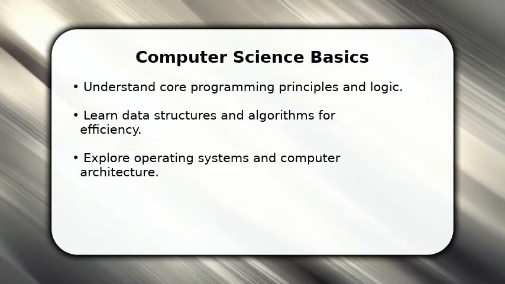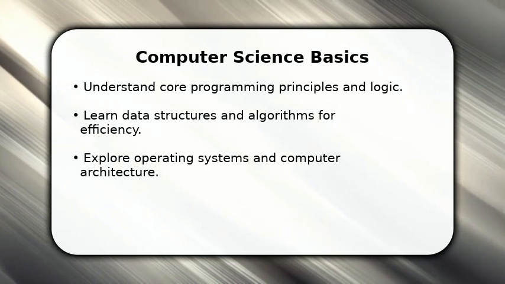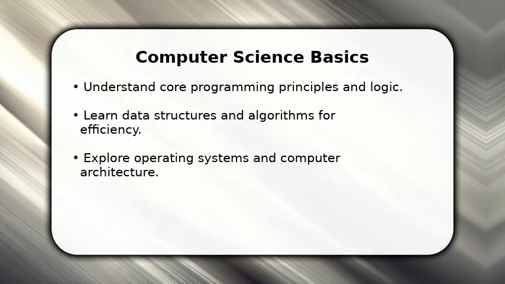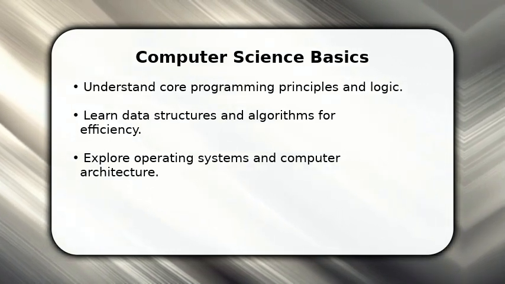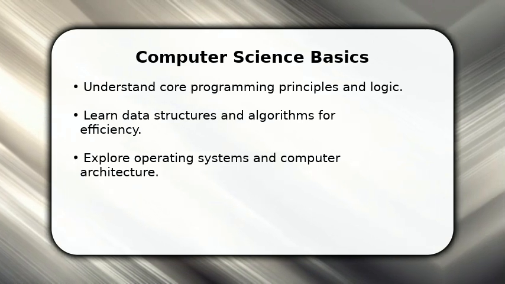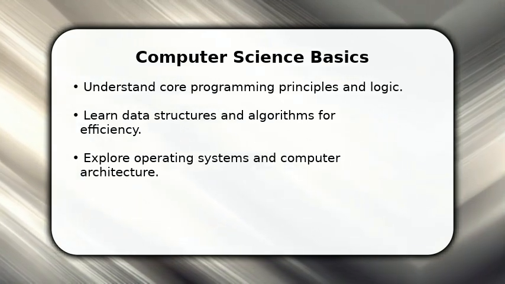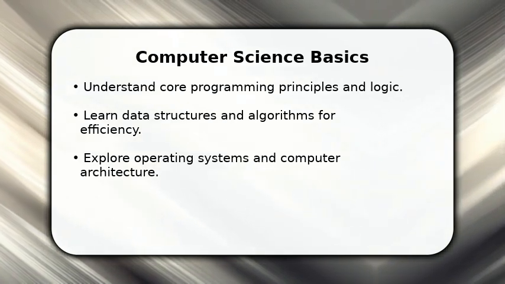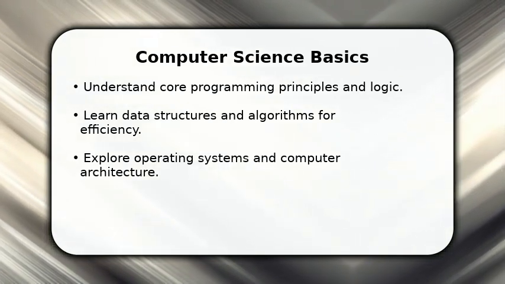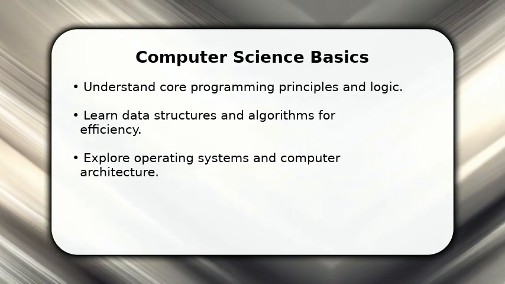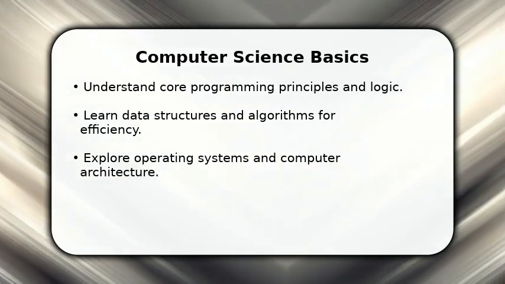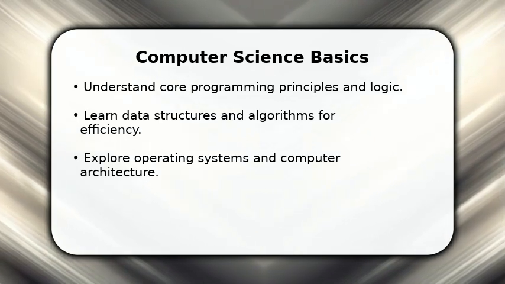In this video, I will explain how to learn computer science for beginners. To start, focus on understanding the fundamental building blocks of computing. This includes grasping core programming principles and logic, which are essential for any aspiring computer scientist. Next, delve into data structures and algorithms to write efficient and optimized code. Finally, explore operating systems and computer architecture to see how software interacts with hardware.